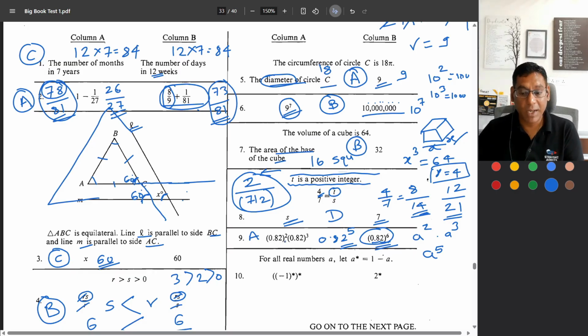Okay, if it was 1.28 or 1 point anything, then the answer would have been B. Correct. So again, these questions are quite tricky. I like this question, both of them are tricky. Let's look at question 10.